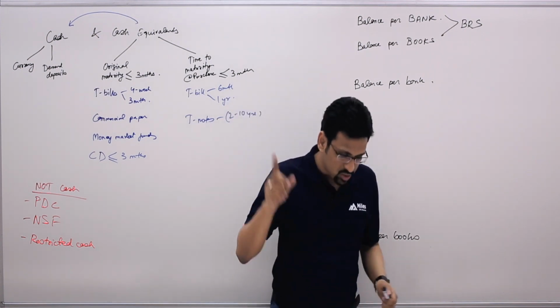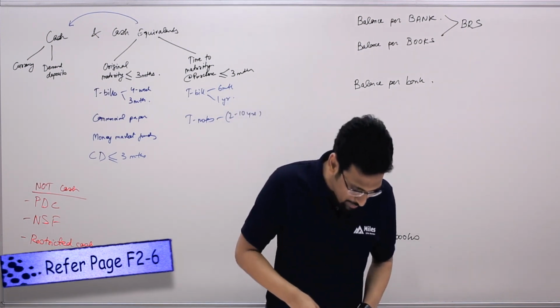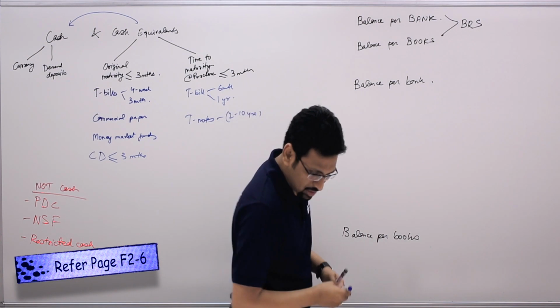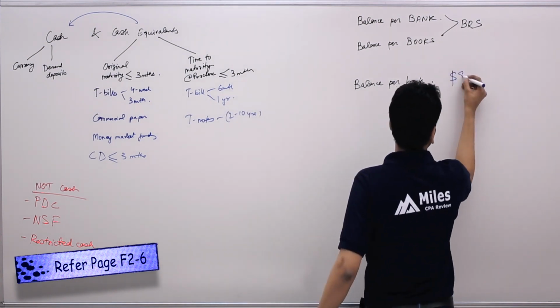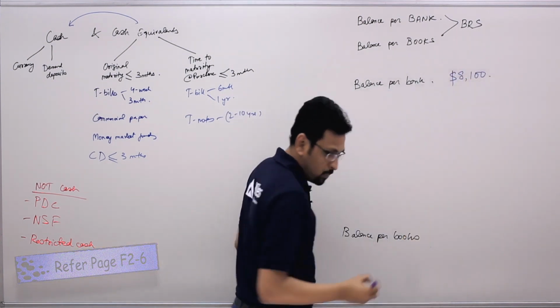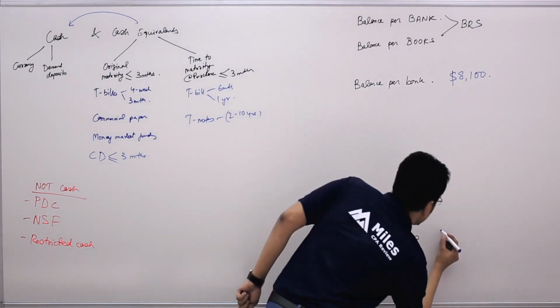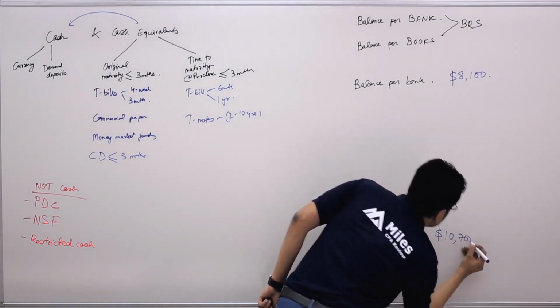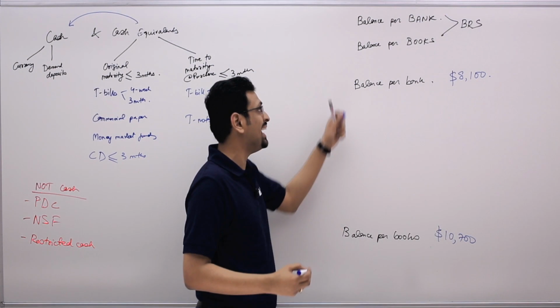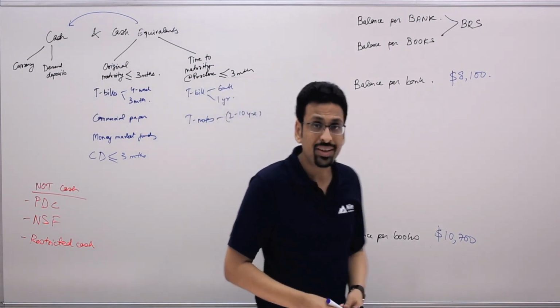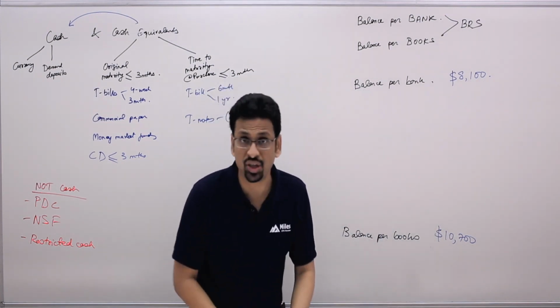And I'll pick up the numbers that we have in the example in the book. The balance per bank, let's say that's $8,100, and the balance per books is $10,700. These do not match. We need to reconcile these balances. Now, for reconciliation, we're going to have a lot of adjustments.